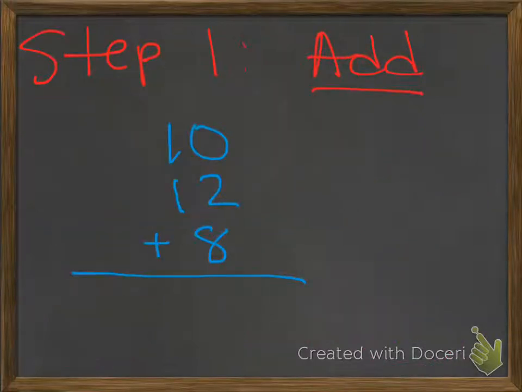So let's go on to our step number 1. Step number 1 is add. Very simple. Just add the 3 numbers up. And what you get here is 30. 0 plus 2 plus 8 gets you 10. And then you have 1 plus 1 plus 1 is 3. So you have 30. So combined with the 3 people, there's 30 video games.